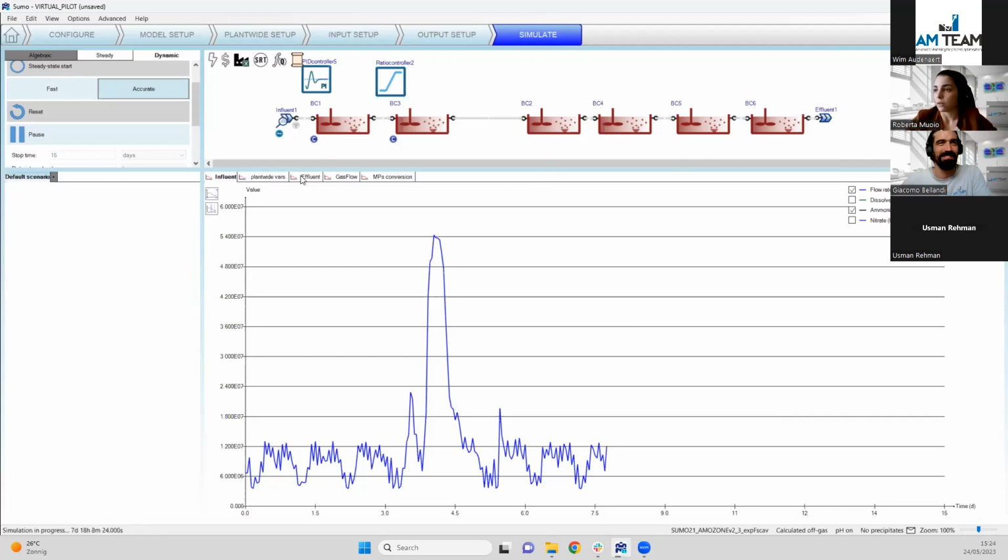So here we are currently running a dynamic simulation. Here you see the influent flow rate in blue. You can see that there is a combination of dry weather condition and rain weather condition, and especially between day 3 and 4 we have a heavy rain event.